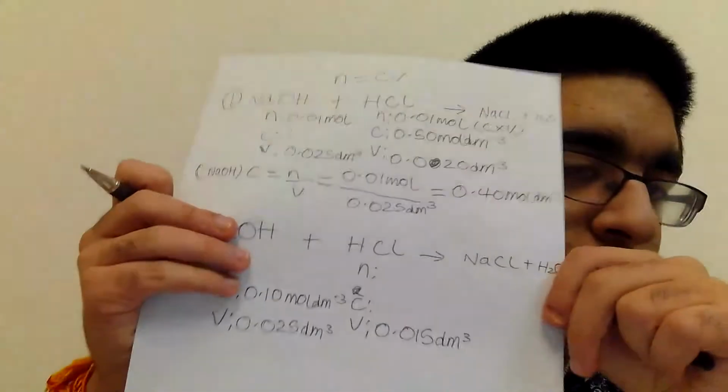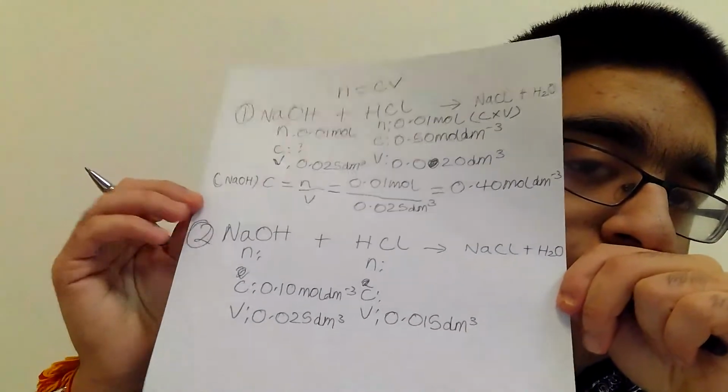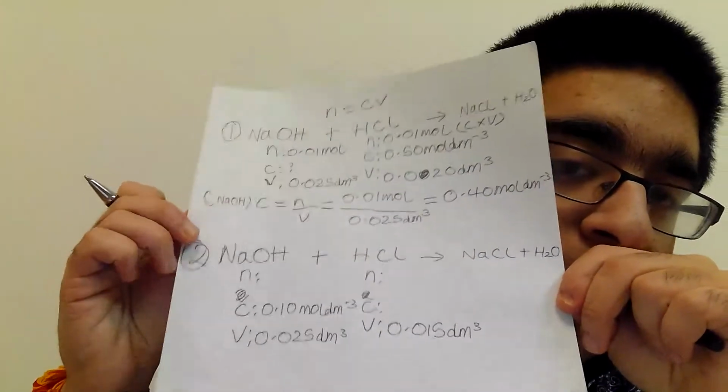In fact, what I'd do is I'd probably write, this is the 1, this is 2. So now we're looking at 2, just to make it clear. And so now I can work out the number of moles of sodium hydroxide I have, because remember n equals c times v. So the number of moles equals 0.10 times 0.025, and that's 2.5 times 10 to the minus 3.